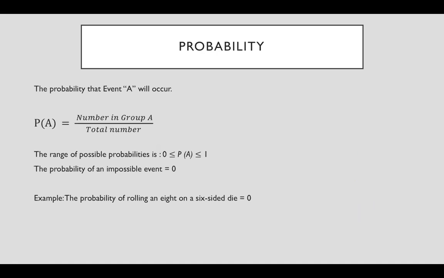The probability of an impossible event would be 0. So if you get a probability of 0, that means the event cannot happen. It's impossible. On the other hand, if you get a probability of 1, that makes the event certain to happen. An example of 0 probability is the probability of rolling an 8 on a 6-sided die. That's impossible, so it would have a probability of 0.